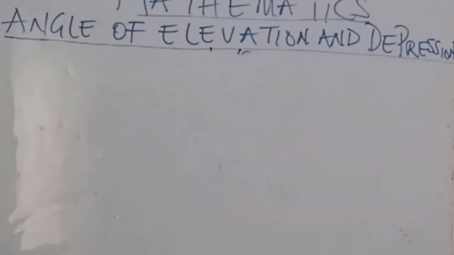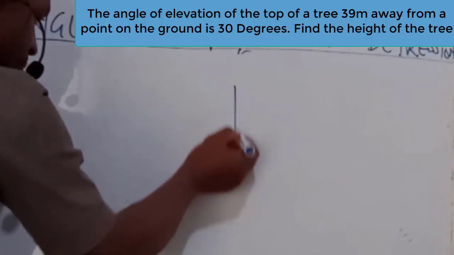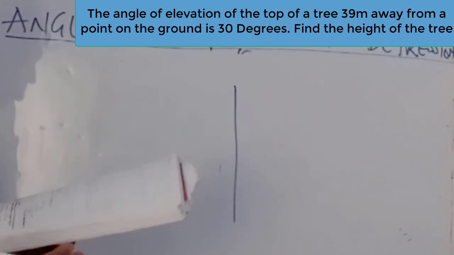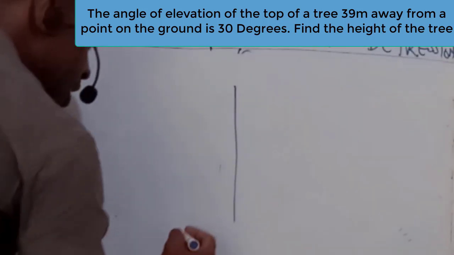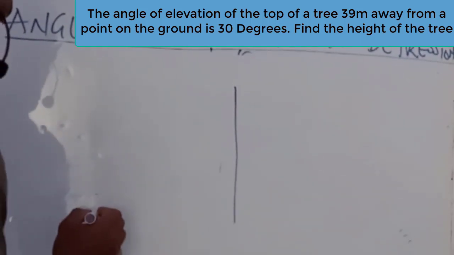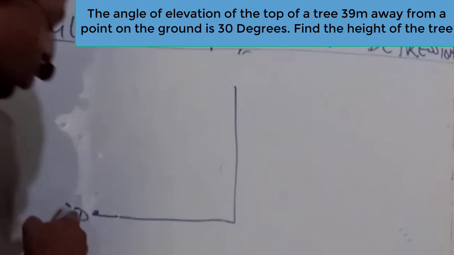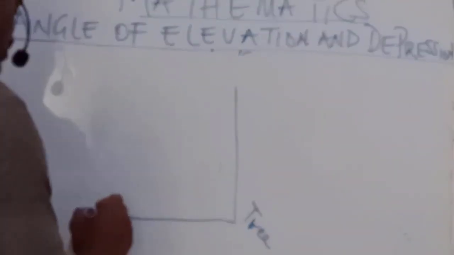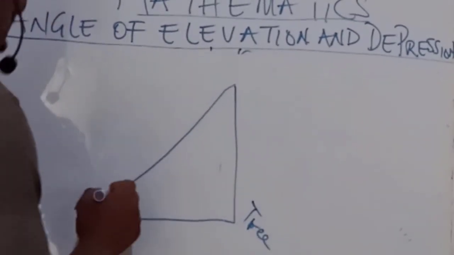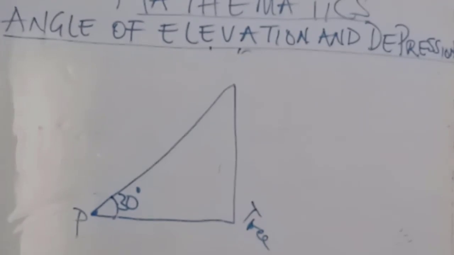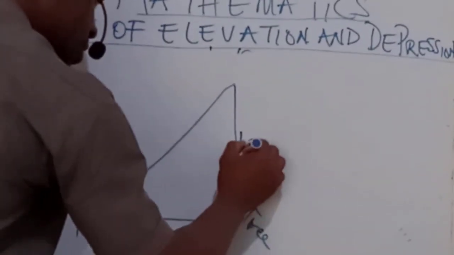Alright, let's attempt solving that question. The angle of elevation of the top of a tree, meaning there is a tree. I will represent this tree with a straight line. The tree is 39 meters away from a point on the ground. If this is the point on the ground, let me call this point P, and this is the distance between the point P and the tree. Remember that this is my tree. Now, the angle of elevation to the top of the tree is 30 degrees. And I have been asked to find the height of the tree. This is the height of the tree.